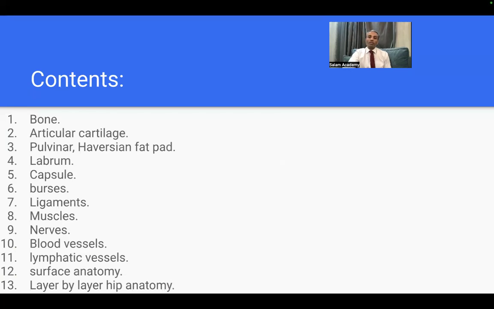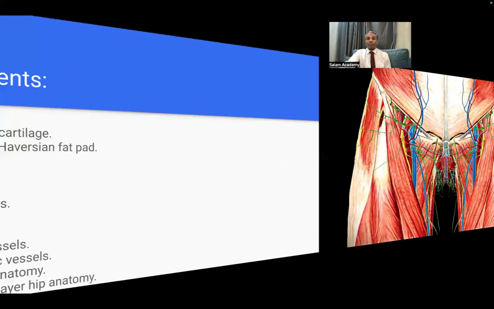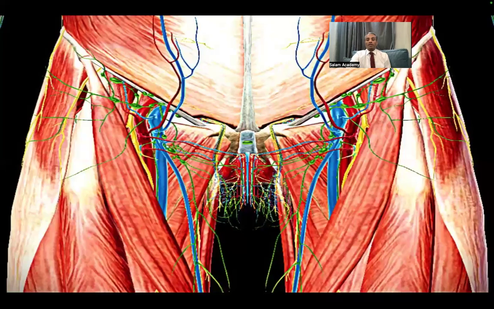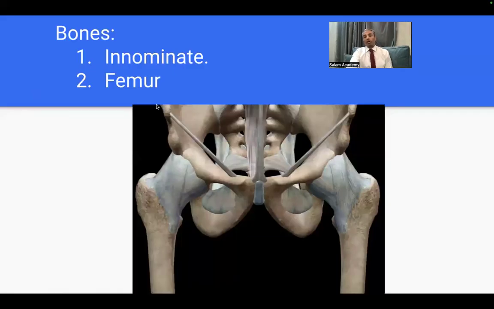And we have to discover it from the surface by surface anatomy, and also layer by layer, like a surgical layer-by-layer hip anatomy. These are the hip region, and we'll discover all about the hip joint and hip region, starting with the hip joint.